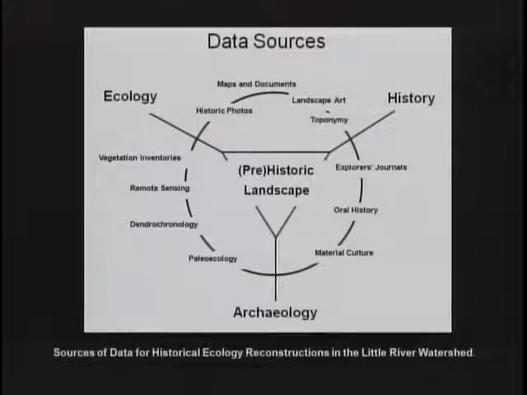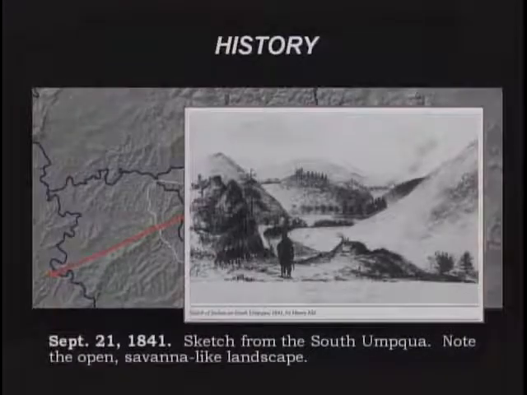I used remote sensing information, vegetation inventories, and I tried to pull the whole kitchen sink together, because ultimately, all you're doing is stacking up as much circumstantial evidence as possible, because you can't actually transport yourself back in time. So you have to use the evidence that's there in whatever form it is.